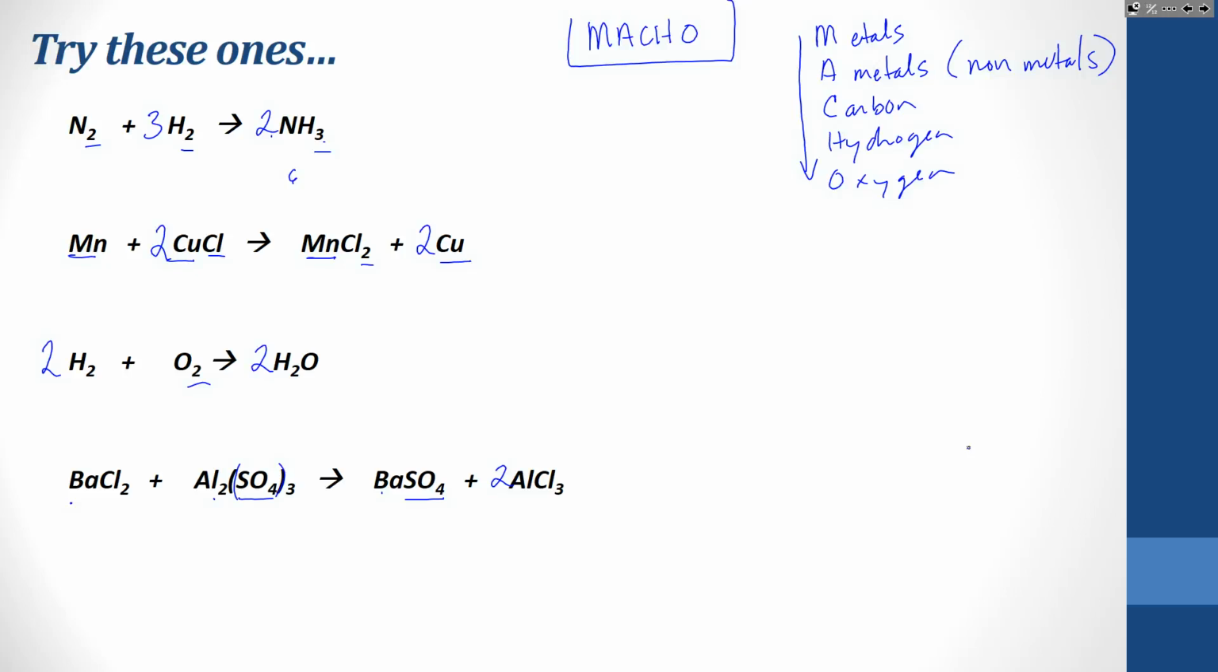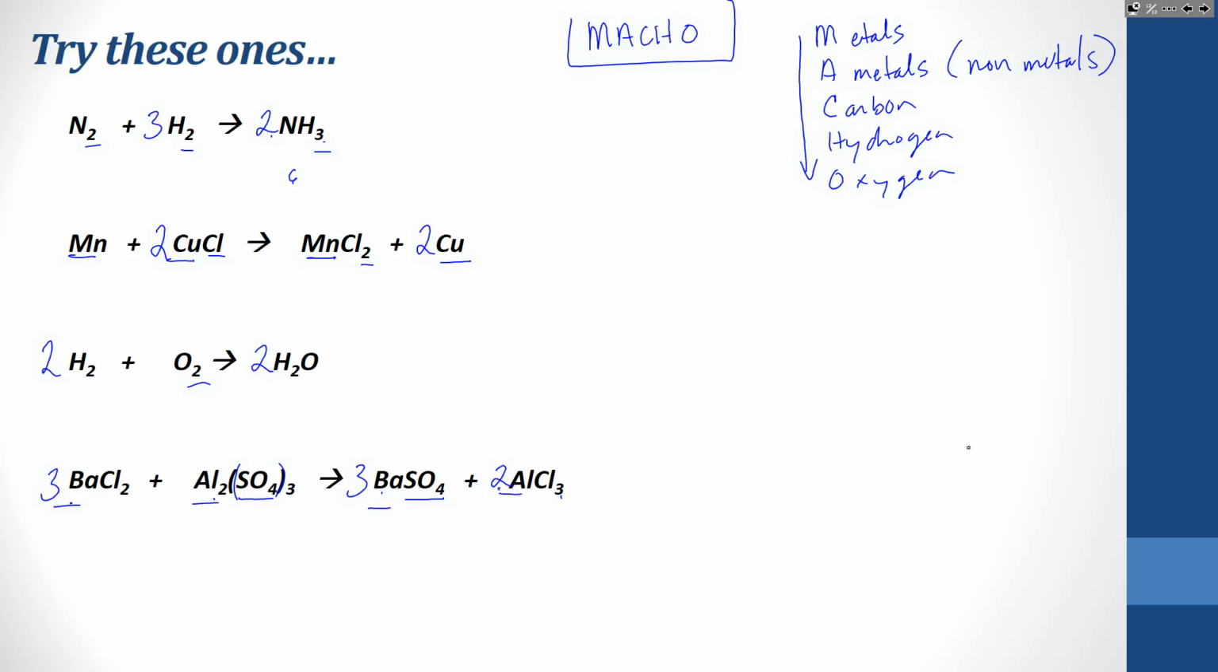Let's go to chlorines. I've got 2 times 3 is 6, so I need a 3 in front of this. Well, that messes up my bariums, so I'm going to fix my bariums right now. Then let's go through and check everything. 3 bariums, 3 bariums. I've got 2 aluminums, 2 aluminums.